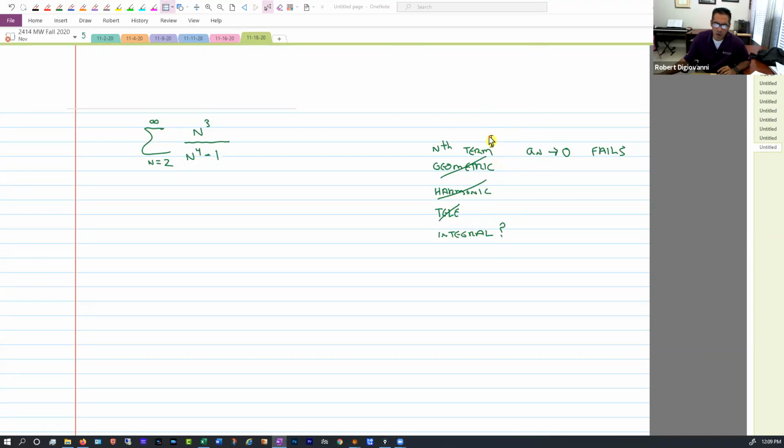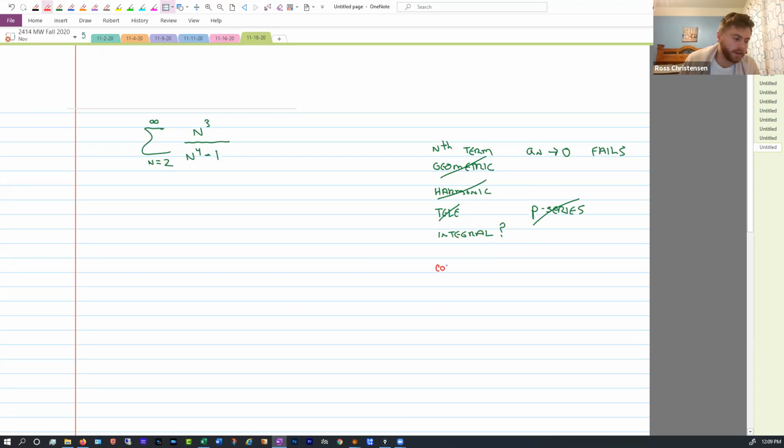So nth term doesn't work. Limit of that, infinity over infinity. L'Hopital, it's going to go to 0. It's not geometric. It's not harmonic. It's not telescopic. Oh, I forgot P series. It's not a P series. Integral test, maybe. Did anybody come up with something to compare it to though?